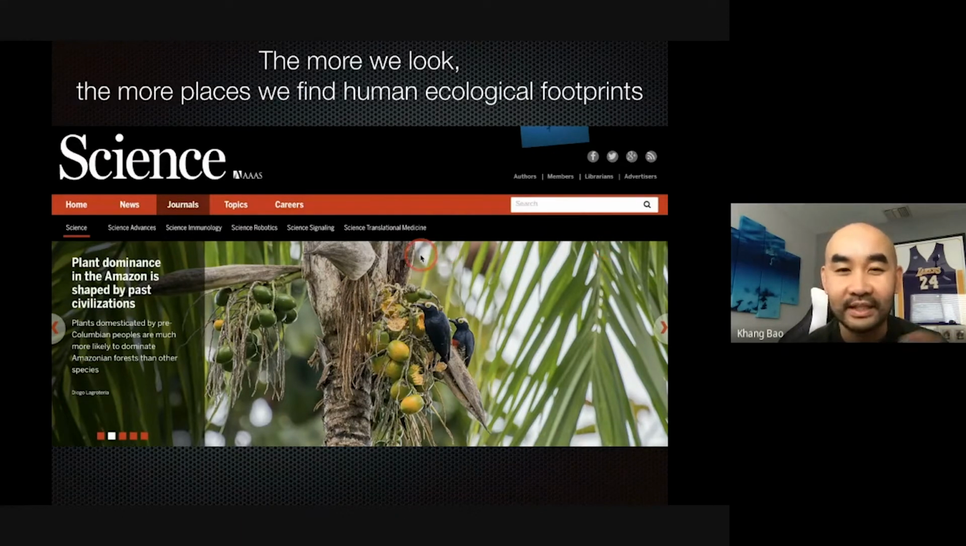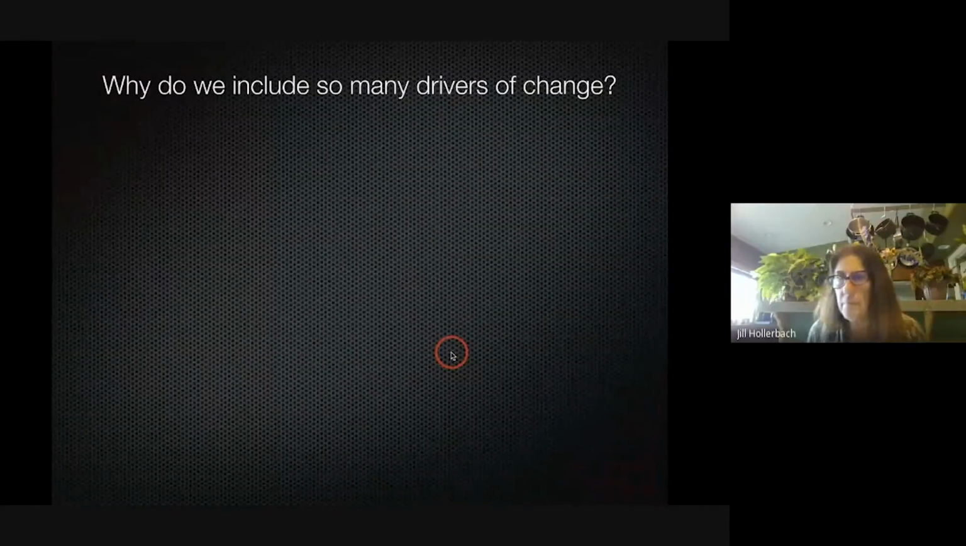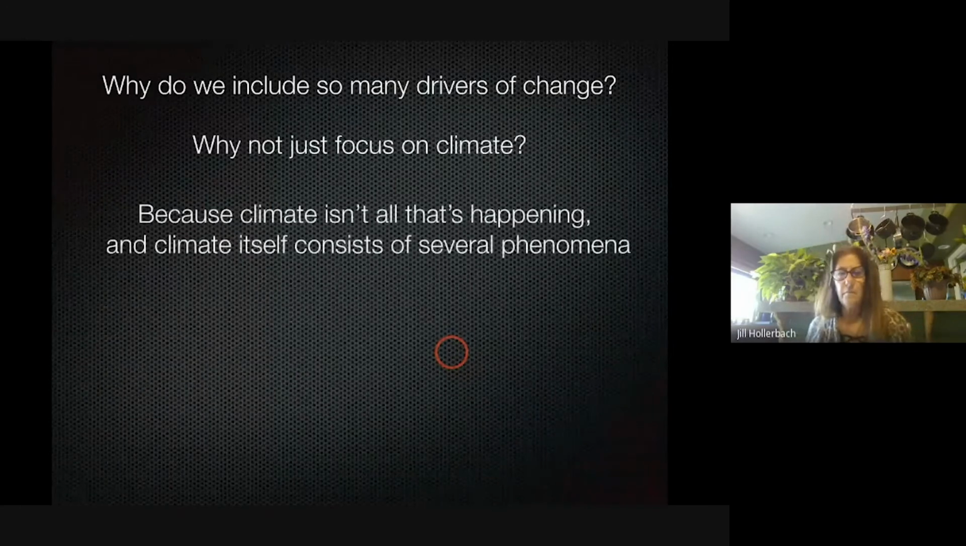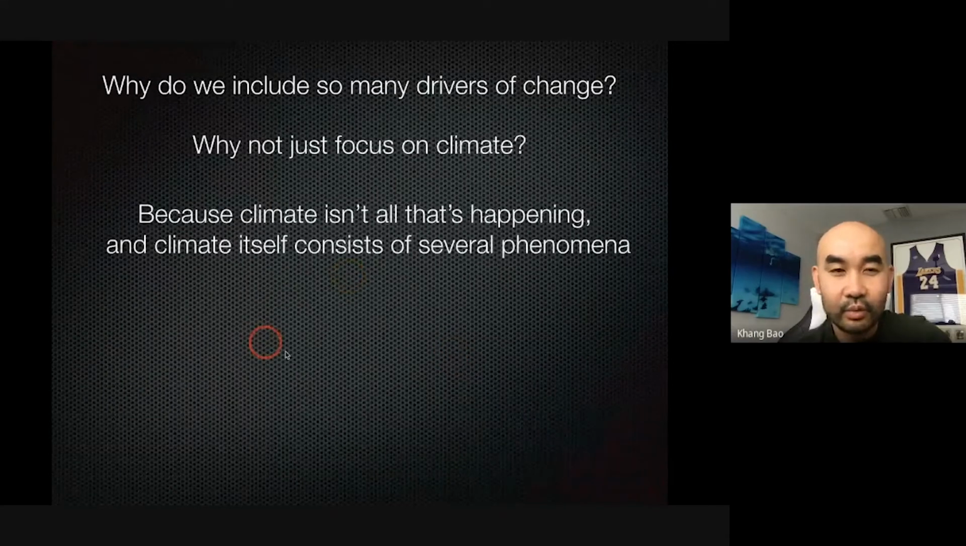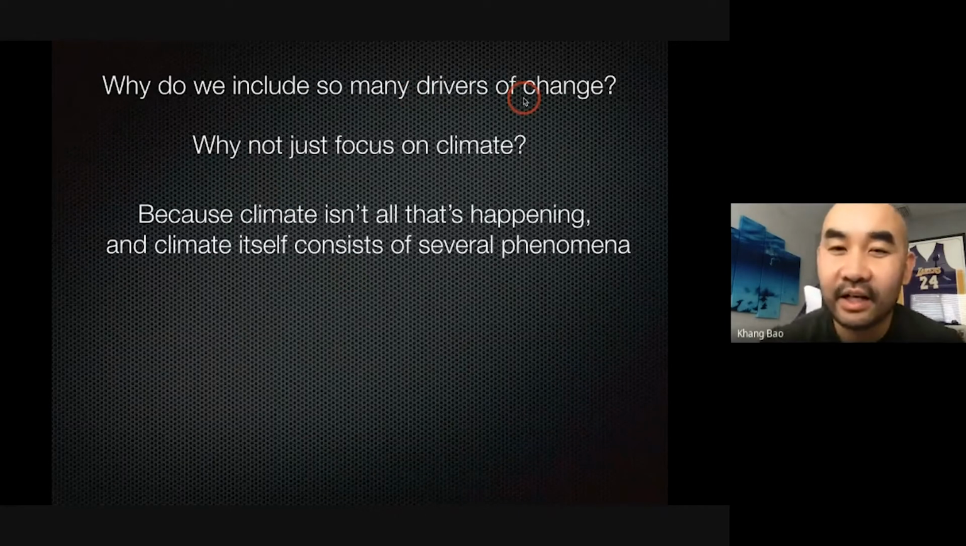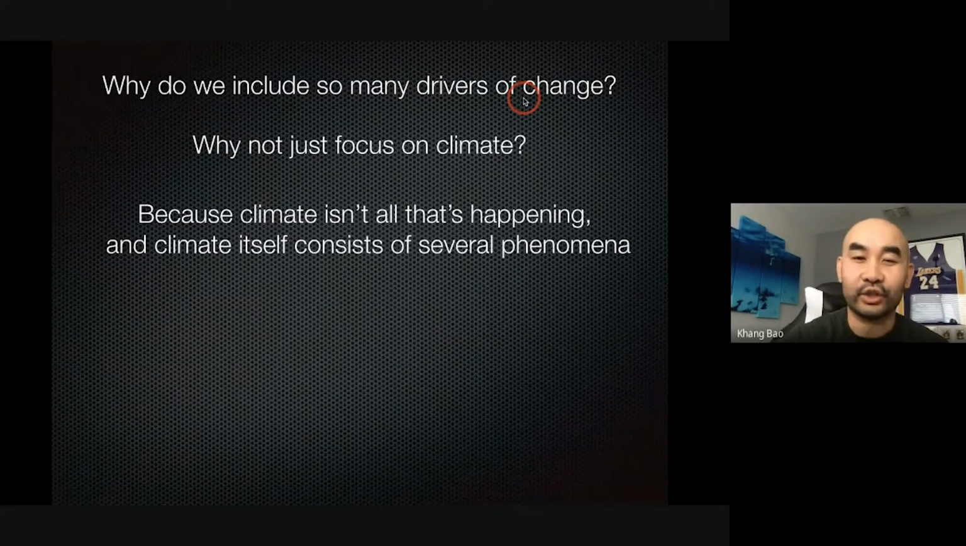So humans leave a very strong ecological footprint, right? For example, so we are technically the driver of change, right? And you guys know that, right? Anything we humans do can leave a big effect on the environment, right?